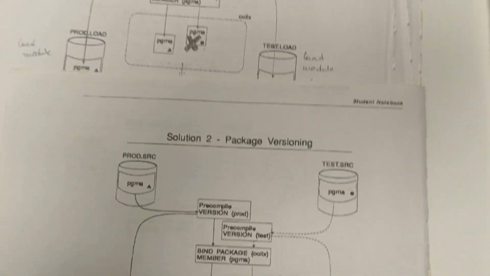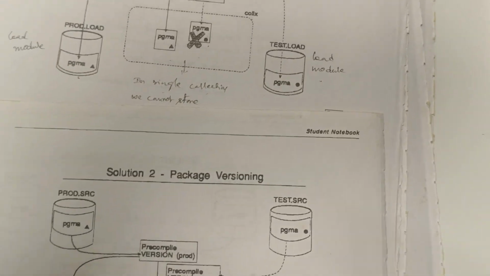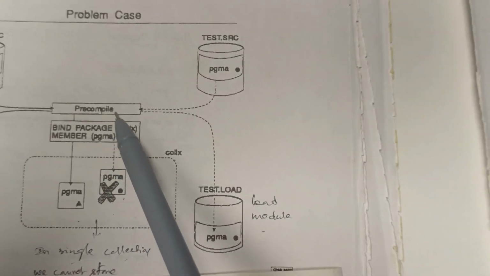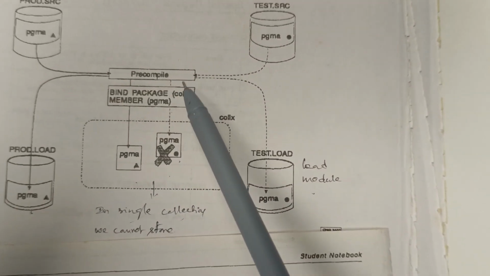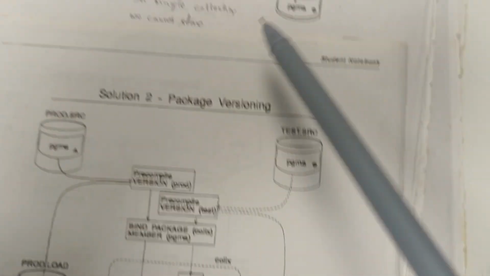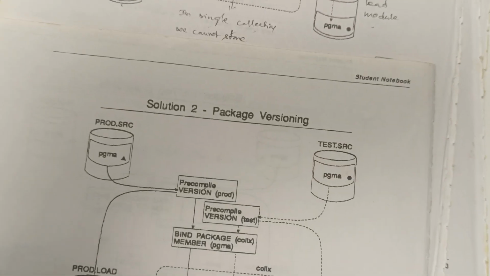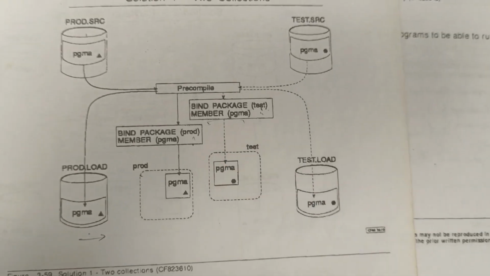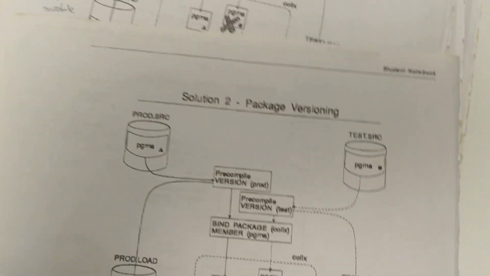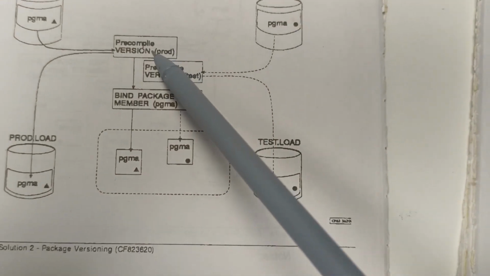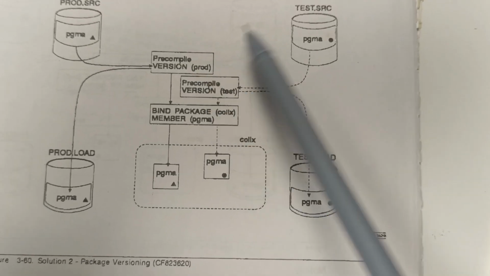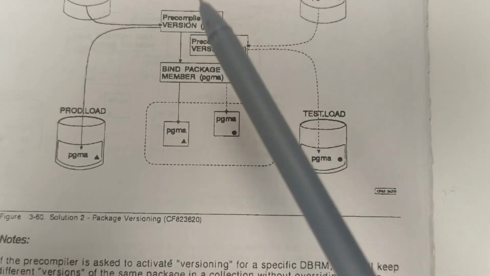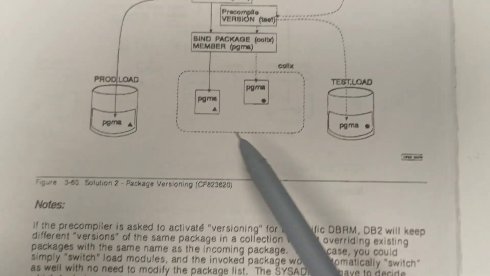You can see the difference between this and the problem case here. In the pre-compilation stage we had not mentioned it earlier, but in this case, to overcome it, we have already discussed solution one. We can use two different packages, or in the pre-compilation we can mention only the version, which version you are going to pre-compile. Then you can do bind package.